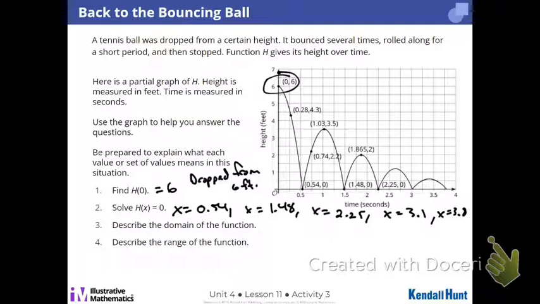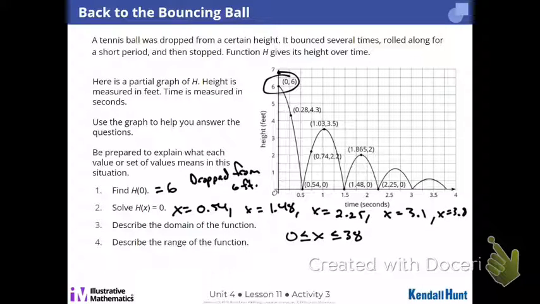So the domain is all possible x values. Who can get me a solid domain for this? What are the possible x values, Sean? Probably from 0 to 3.8. Yeah, to that 3.8. I like that. So 0 to 3.8 seconds. Or we could say it from when the ball's dropped to when it stops, because maybe it could keep going. Maybe there's another bounce in there. I don't know.